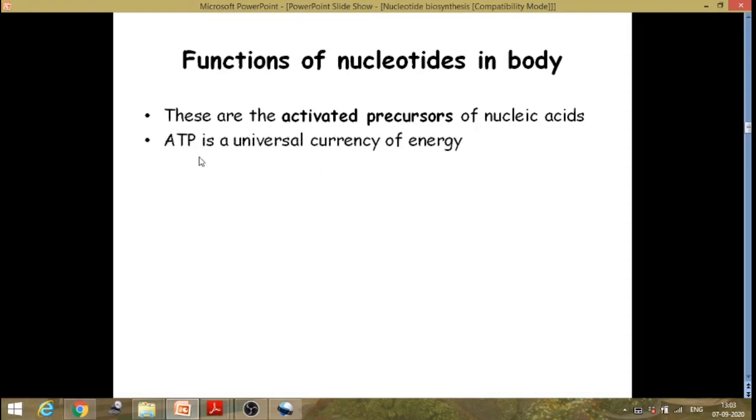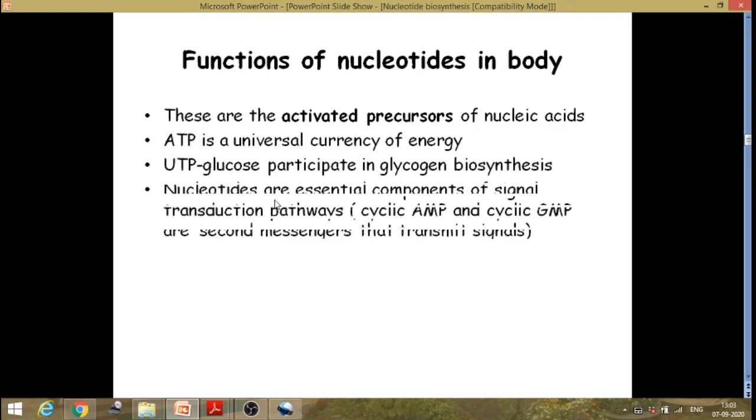Then ATP is the universal currency of energy. We have already discussed that ATP is a nucleotide and it is the universal currency of energy. Besides that, UDP-glucose is an activated precursor for glycogen biosynthesis. Then nucleotides are also essential components of signal transduction pathways. Cyclic AMP and cyclic GMP are second messengers that transmit signals. So these are the general functions of nucleotides in our body.